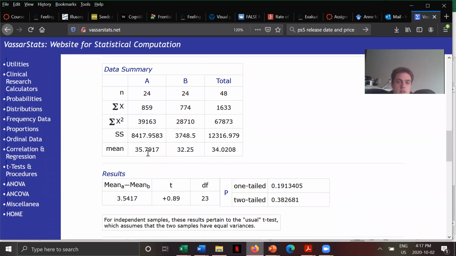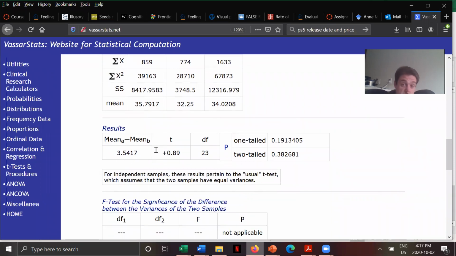So what are we showing here? Well, there's our t-test, degrees of freedom. Use the two-tailed p-value. What this is showing is that it's not significant, obviously.